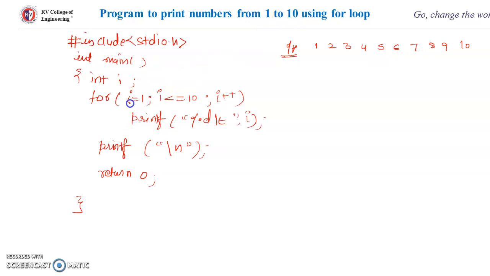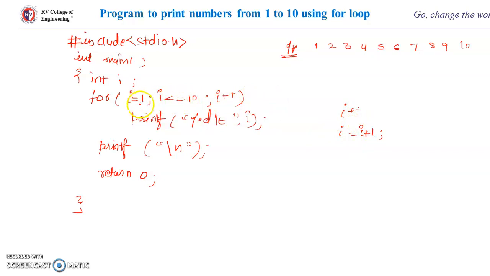See here, each expression we are writing inside the same one parenthesis. So i = 1, this is expression 1, the initialization expression. This is expression 2, the condition expression, and this is the third one, the update expression. So i++ is nothing but i = i + 1. Like this also we can write. This is the increment operator.